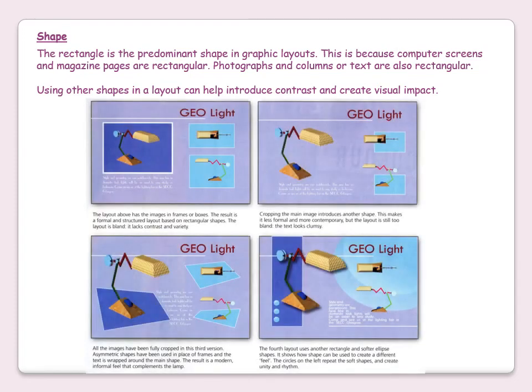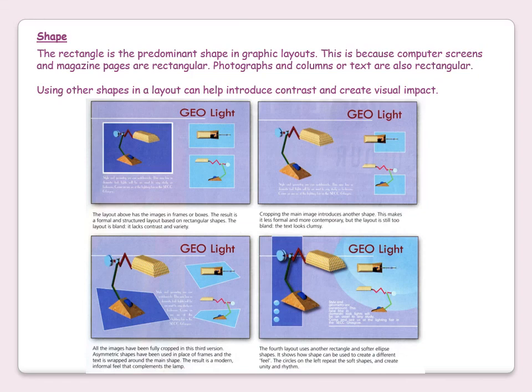In the top left, the layout above has images in frames or boxes. The result is a formal and structured layout based on a rectangular shape. The layout is bland, it lacks contrast and variety. Top right. Cropping the main image introduces another shape. This makes it less formal and more contemporary, but the layout is still too bland. The text looks clumsy.